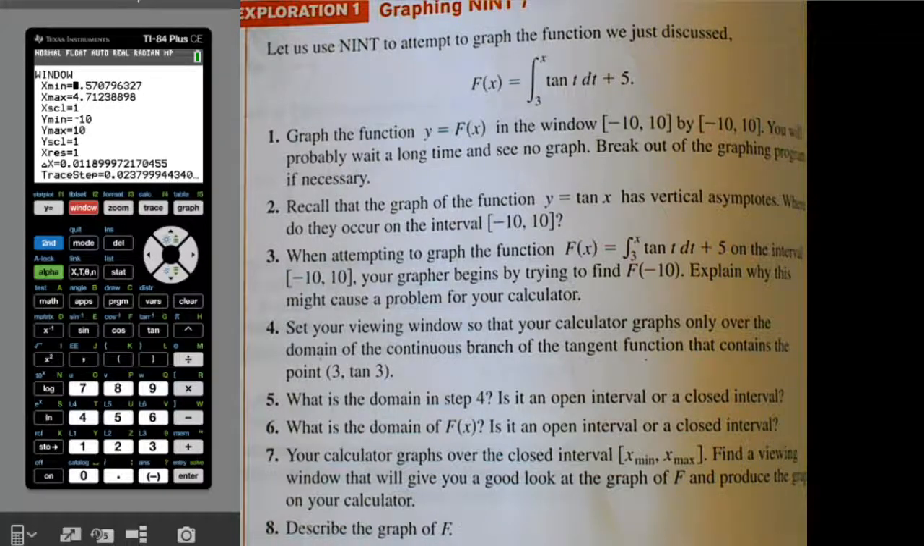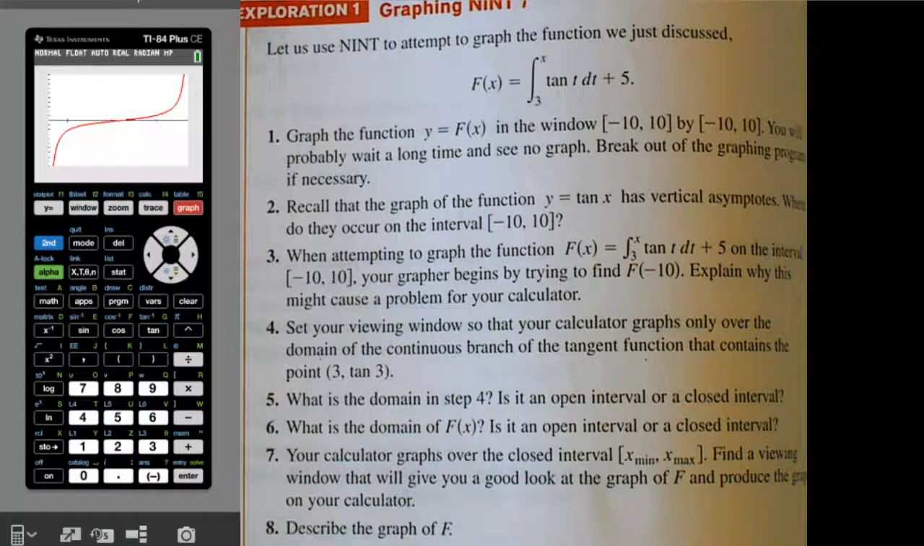Your calculator graphs over the closed interval, x min, x max. Find a viewing window that will give you a good look at the graph of f and produce the graph on your calculator. There we go. That's it. Looks like a squiggle. Wait a second. Wait a second. No. Gosh darn it. It's that one.